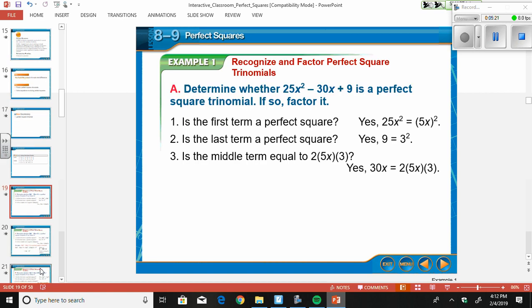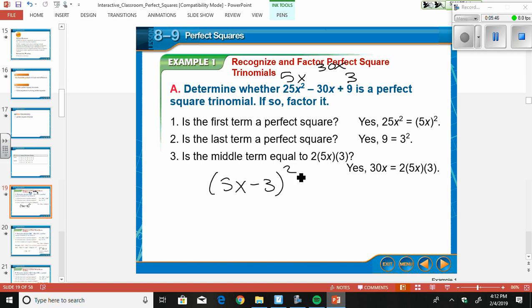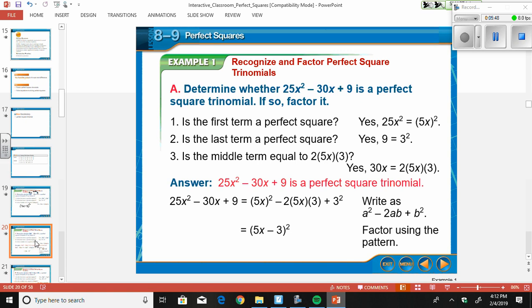So determine whether 25x squared minus 30x plus 9 is a perfect square trinomial. If so, factor it. So what would be the a? 5x. What would be the b? 3. So 2 times 5x times 3, that'll be 30x. So it can be. When we factor it, it'll be 5x minus 3 quantity squared, a minus b quantity squared.